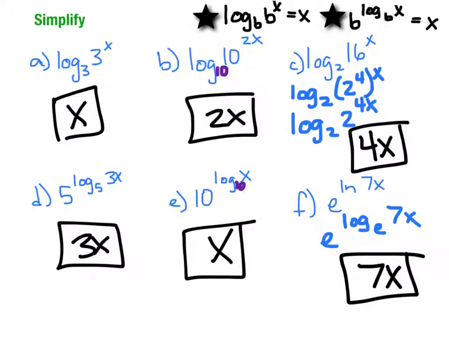So again, just another way to quickly look at things. If we go back to example A, if this x was a 2, whenever you're trying to simplify this, you'd think 3 to what power equals 3 to the second power? Well, that'd have to be a 2. So 3 to what power equals 3 to the x? It still has to be an x.